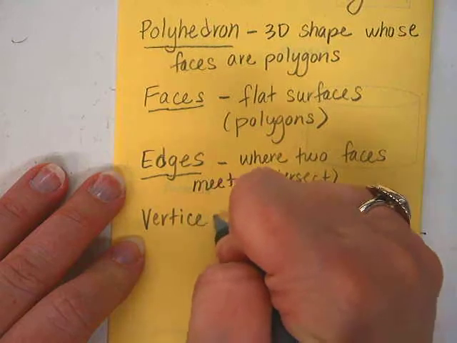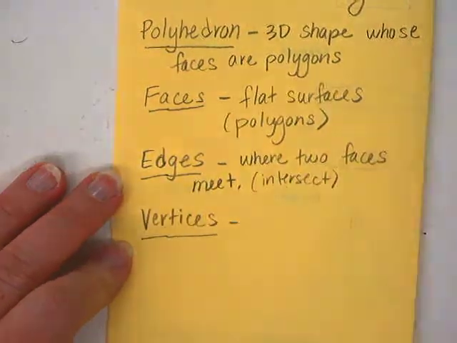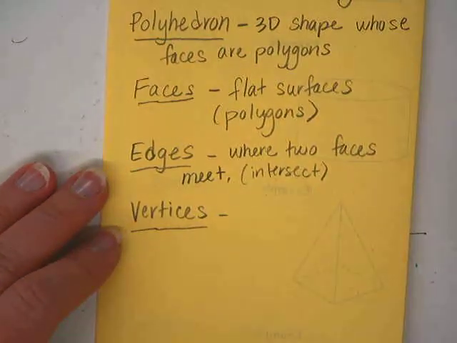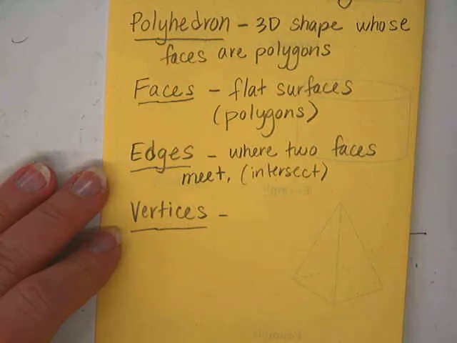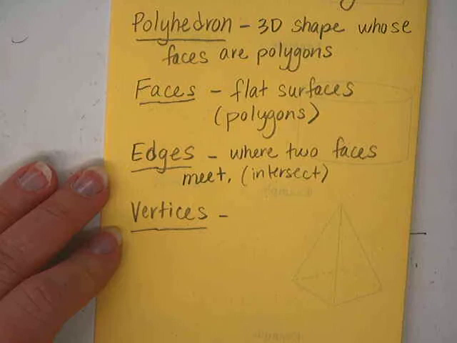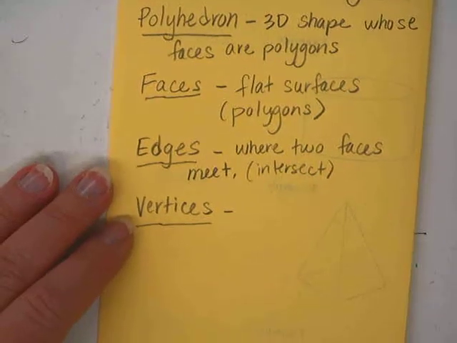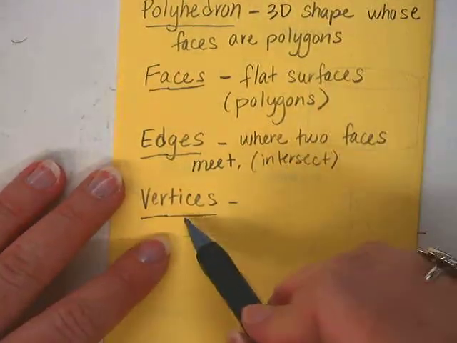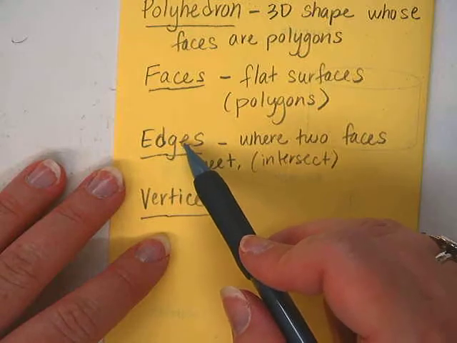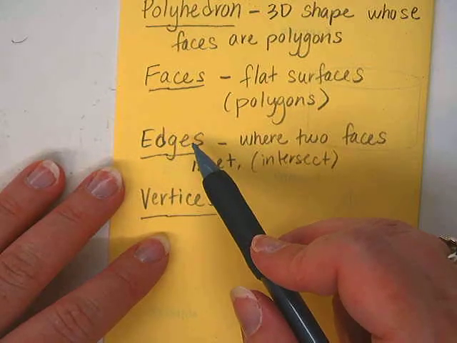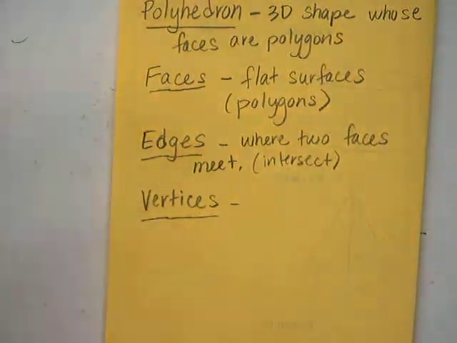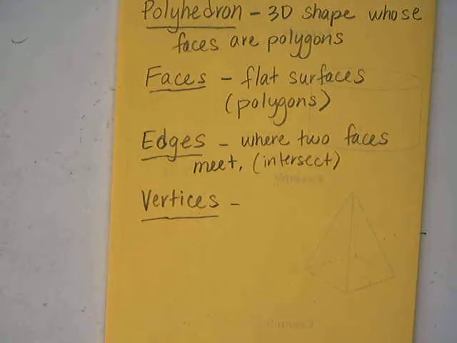Okay, and then vertices is the last part we want to talk about. And what's the definition for vertices? Does anybody know? Jason knows again, but does someone else know? Okay, go ahead, Jason. Yeah, so the vertices are where the edges meet, isn't it? Aren't edges kind of like lines along where two pieces meet?